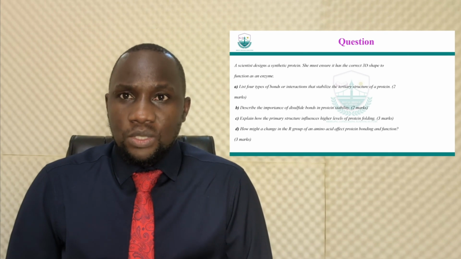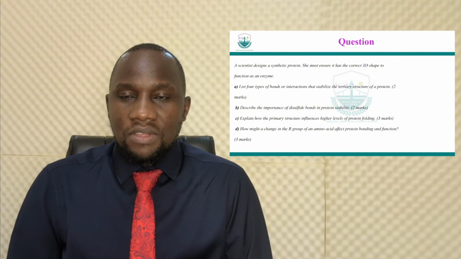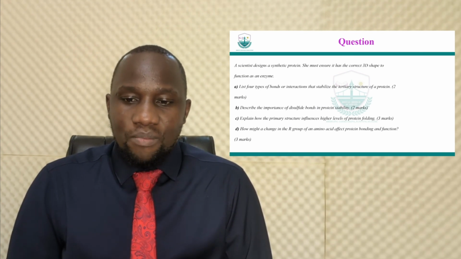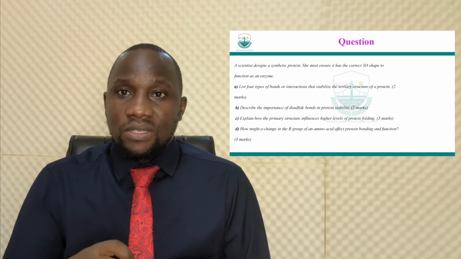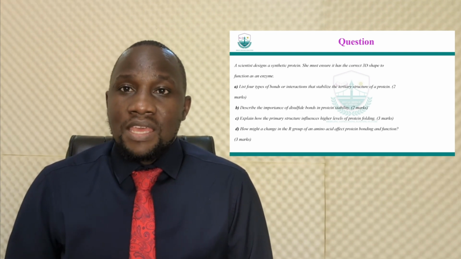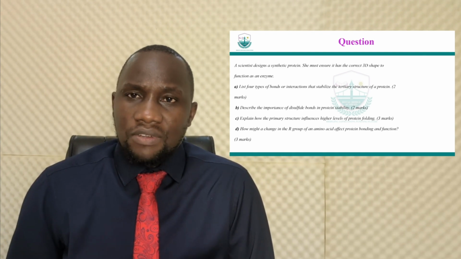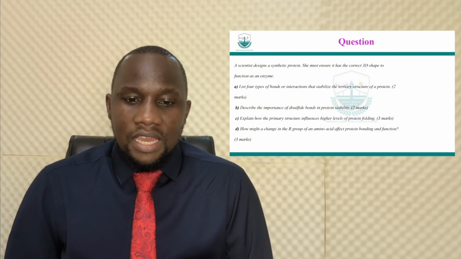You have a scientist who is planning to design an enzyme. And one of the things that this scientist will have to think about would be the shape of this enzyme. And that therefore means that they need to know the kinds of bonds that would be in this enzyme. Can you, for example, tell us the different types of interactions that can be found in an enzyme?